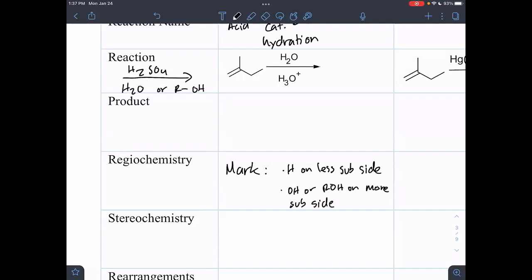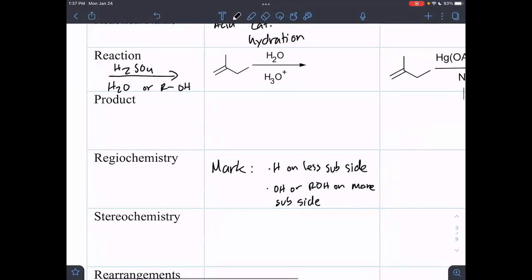Well, technically it's the carbocation that's on the more substituted side. But either way you think about it, I don't think it matters. And is there any specific stereochemistry? Like, is it going to be a syn addition? Yeah, there is no specific stereochemistry, so it's whatever.